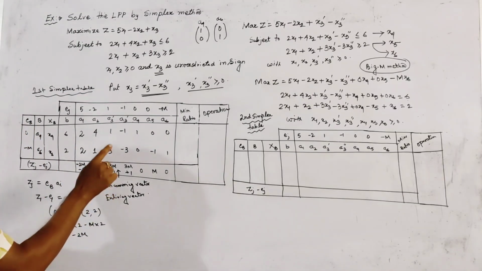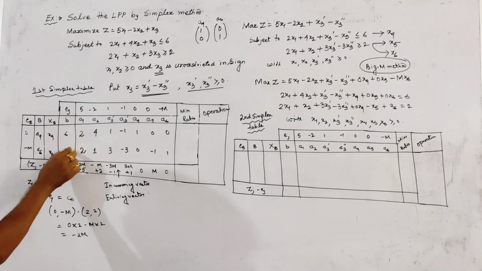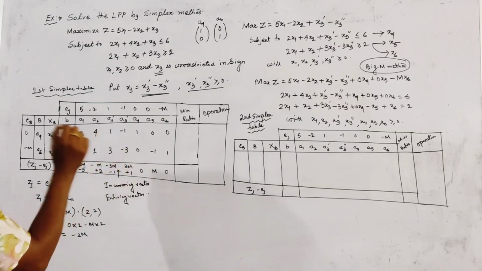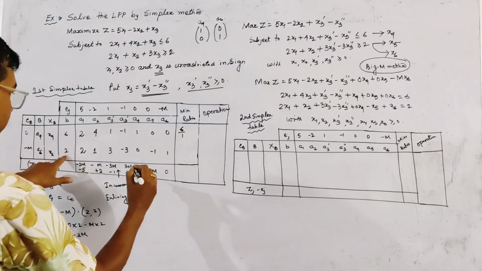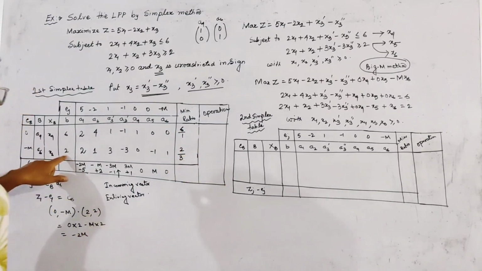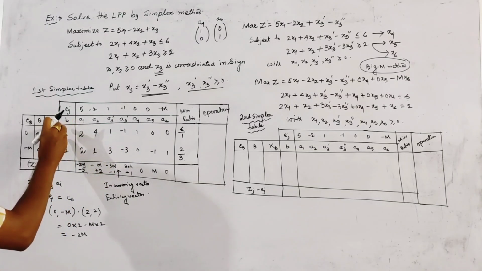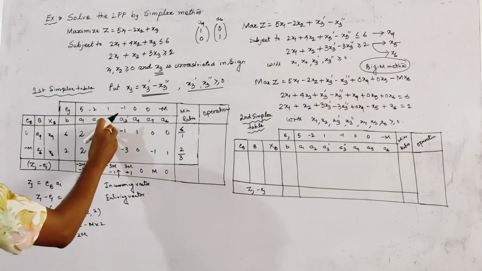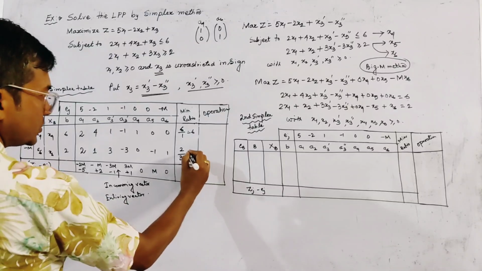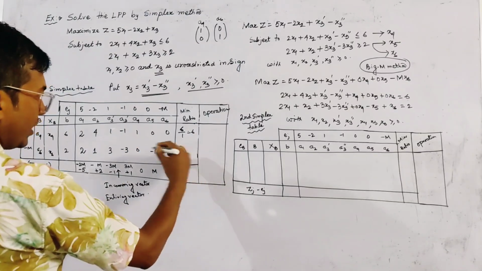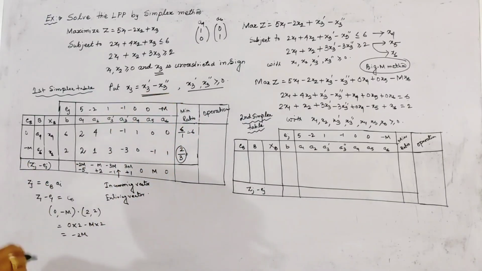Now we have to find the min ratio. What is the min ratio? The min ratio is given by B, this vector by this vector. How to find it? This is 6 by 1 and this is 2 by 3. We divide all the elements of the B vector by the corresponding elements of the entering vector. This is the min ratio, and clearly this is 6 and this is 2 by 3, so this is minimum. We have to find the minimum ratio, and for this reason it is said to be the min ratio.